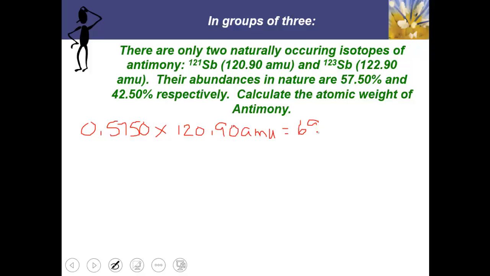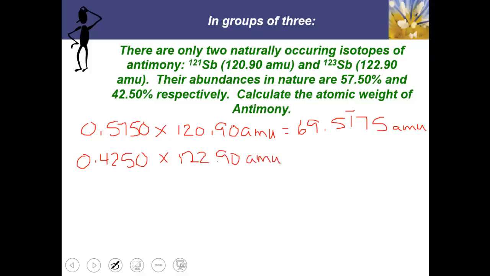So I get 69.5175. There's going to be 4 sig figs there, and I want to make sure I'm putting units on that. And then I have 0.4250. We're going to divide that by 100. And then we have the 122.90 AMUs.